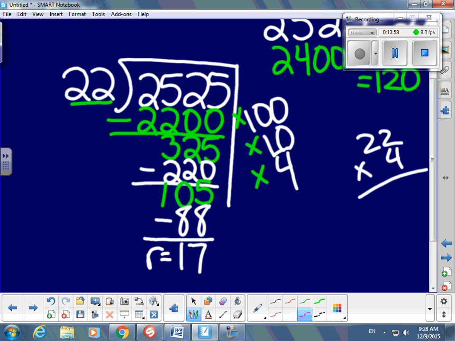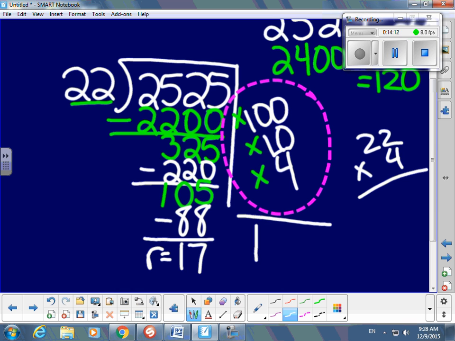Now we need to add all of our partial quotients. So go ahead and add them up. And you have to be very careful. So 100, 10, and 4 gives us 114, remainder 17. And that is our answer. Okay? Very nice job.